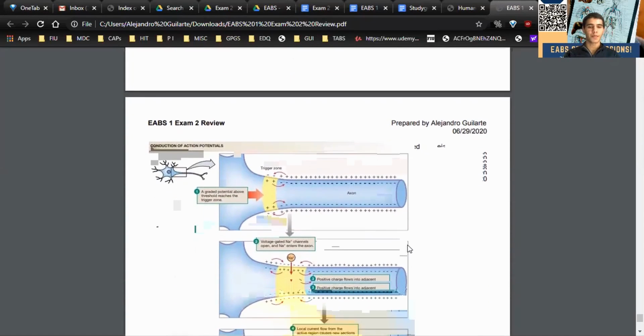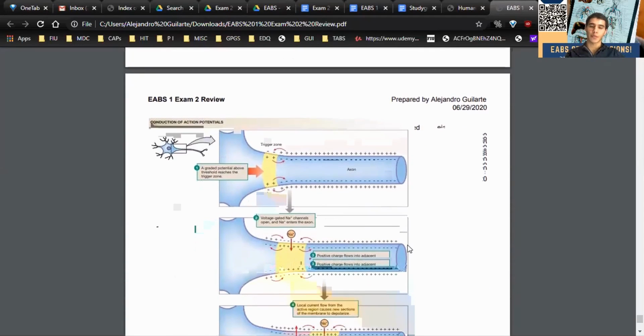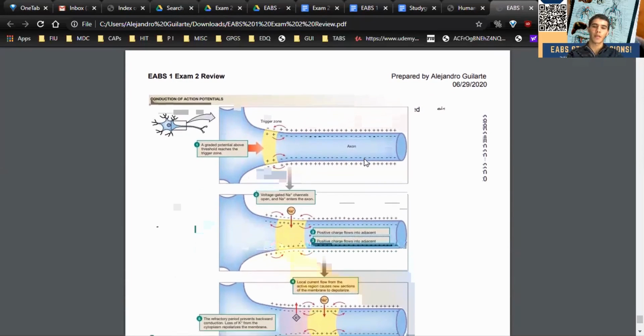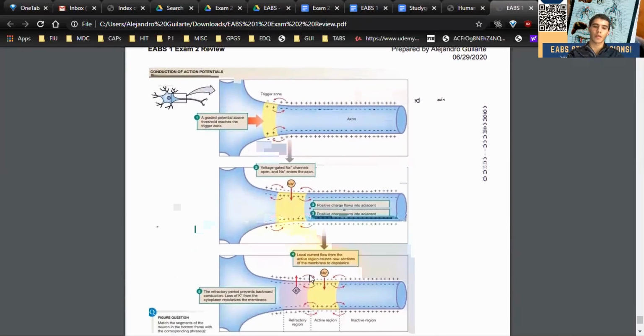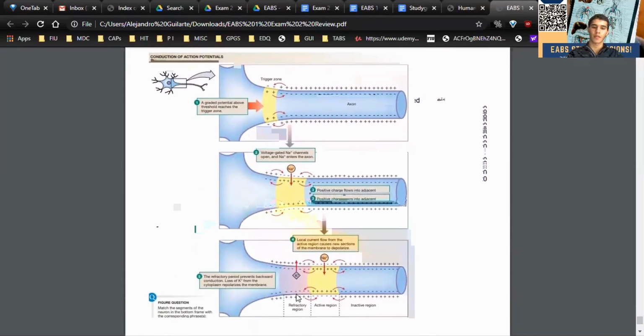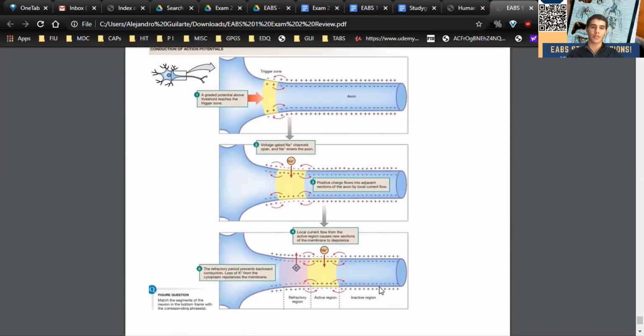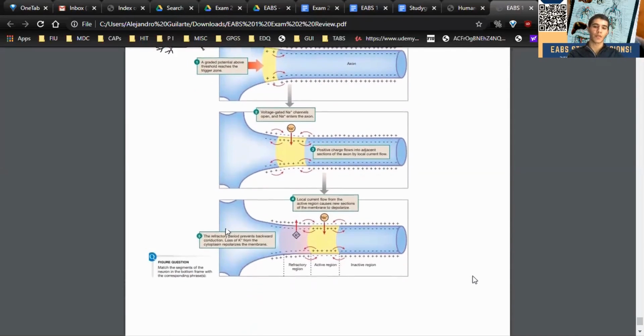Here's an example of how these action potentials propagate through the neuron axon. It propagates throughout the whole axon, leaving a zone that's in the refractory region, a zone that's being active, and then a zone that's inactive. And so it would just go straight through until it reaches the synaptic cleft or the synapse.